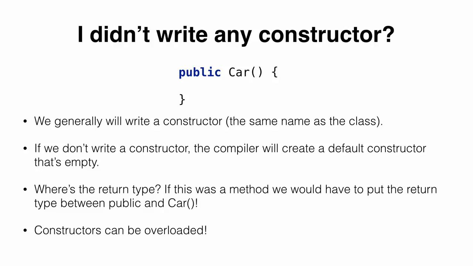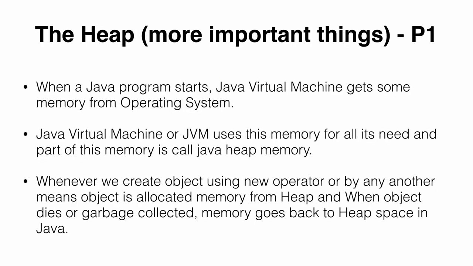So I didn't write any constructor. As you see here, we have public car. We generally write a constructor the same name as a class, which you have to do pretty much, or the compiler will throw an error. If we don't write a constructor, the compiler would create a default one as mentioned, and there's no return type, as you can see. That's because it's a constructor, and if it was a method, we'd put the return type between public and car. And constructors can be overloaded, so you can have many constructors.